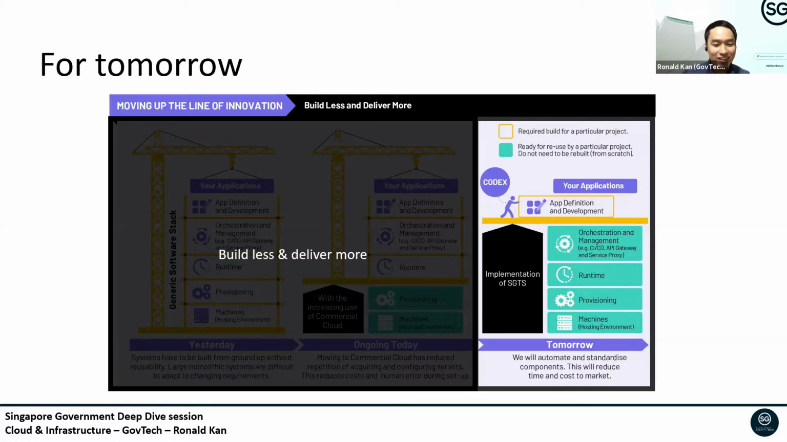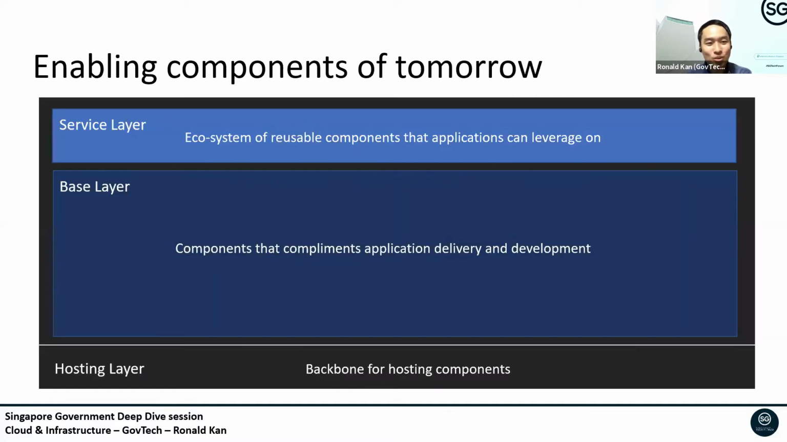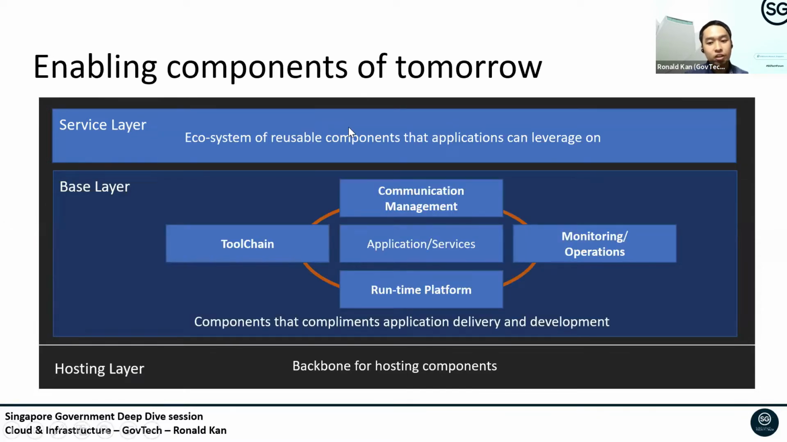Now you must be wondering, hey, this Singapore Government Tech Stack thing is actually quite interesting. What exactly is within this thing? The Singapore Government Tech Stack comprises 3 different layers. The first layer is the service layer, a set of reusable components that applications can leverage. The next layer is split into multiple categories. There are 4 main categories, mainly used to complement application delivery as well as development. And lastly, the third layer is the base layer where the hosting component sits, something like the Government Commercial Cloud.